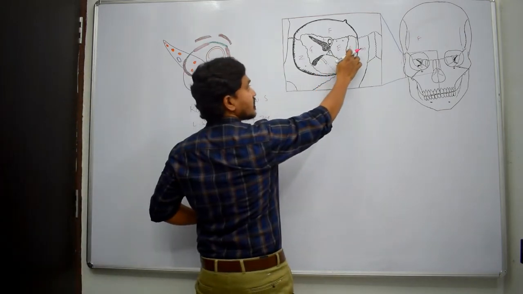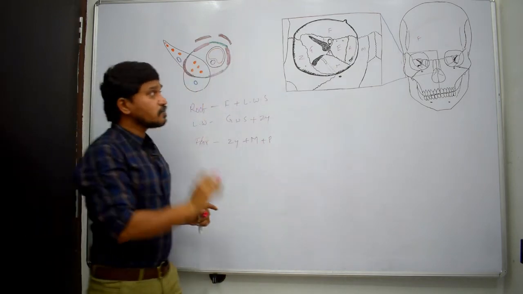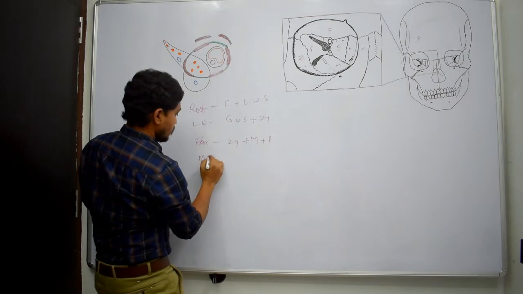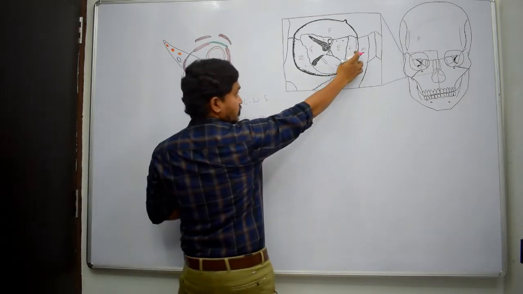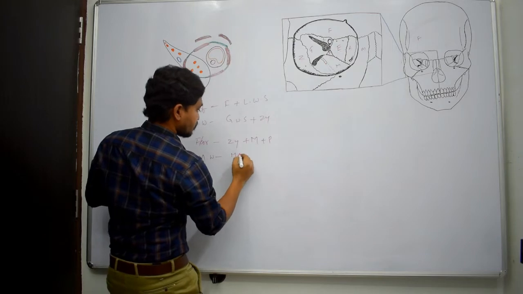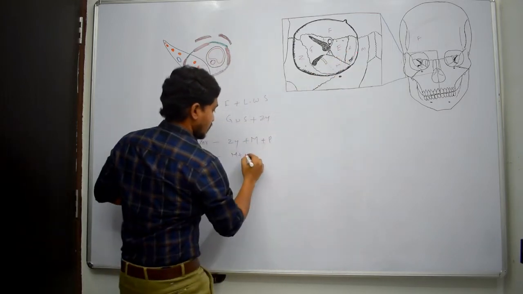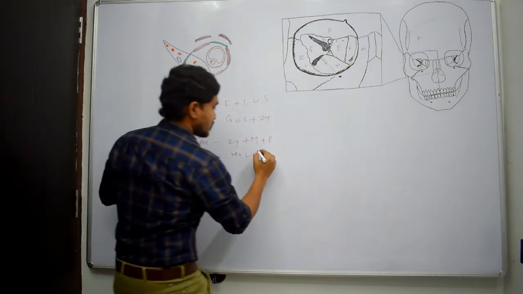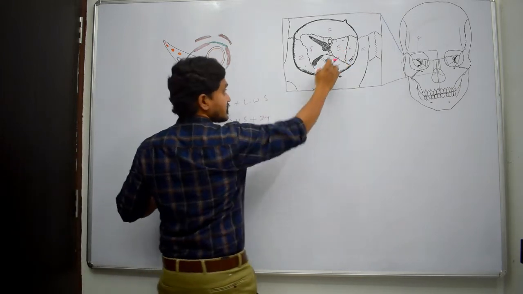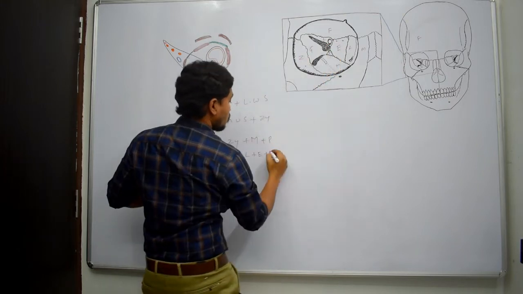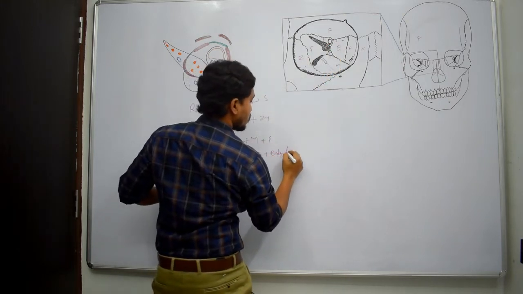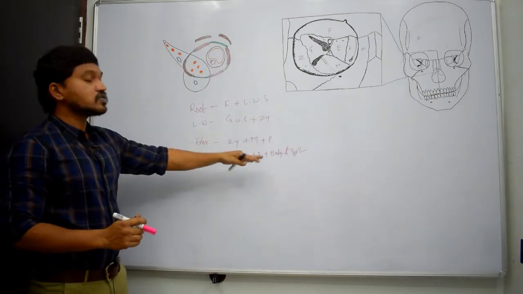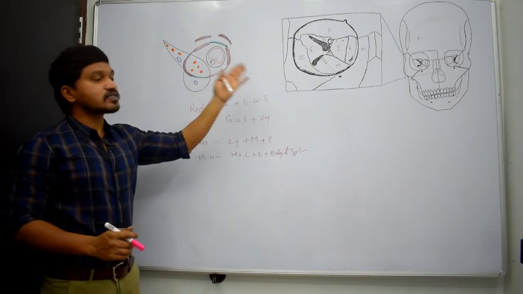Then what is remaining here? Medial wall. This is the medial wall. It is formed by the frontal process of maxilla, then the lacrimal bone, plus the orbital surface of ethmoid, plus the body of sphenoid. So these are the bones which form the different walls of the orbit.